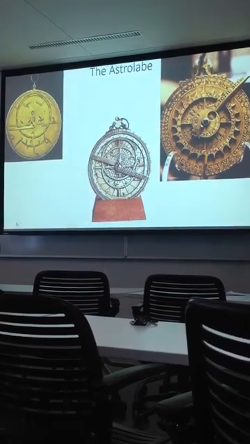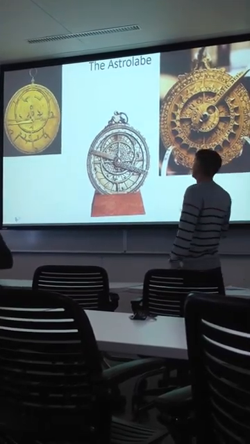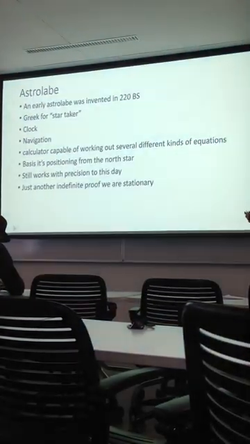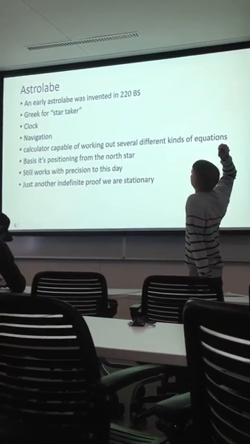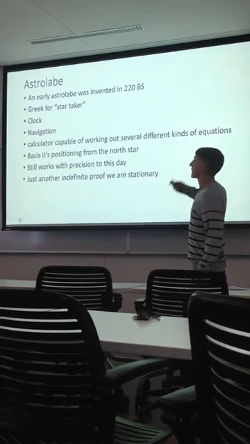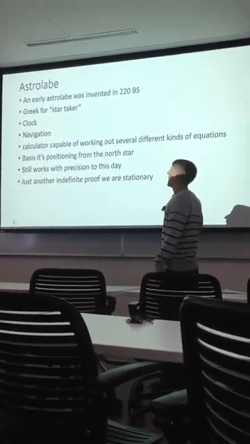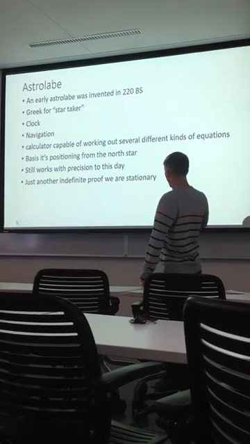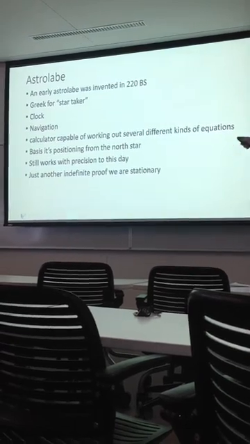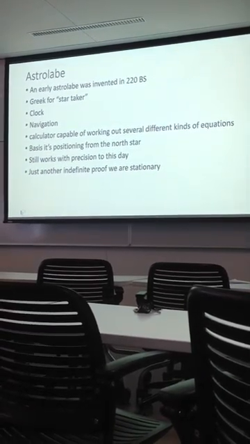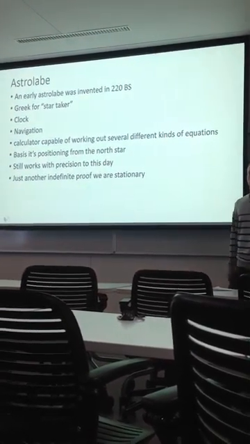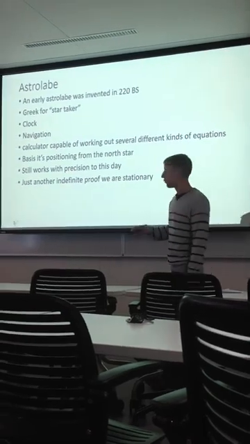Next thing I want to introduce today is the astrolabe. The astrolabe I don't really want to get into too much because it'll take all class. The early astrolabe was invented in 220 BC. Greek for a star taker. It's a clock. It's a navigational device. It's a calculator capable of working out several different equations. But the main part I want to base about this is that it bases its positioning off the North Star and still works with precision to this day. Just another indefinite proof that we are a stationary plane.